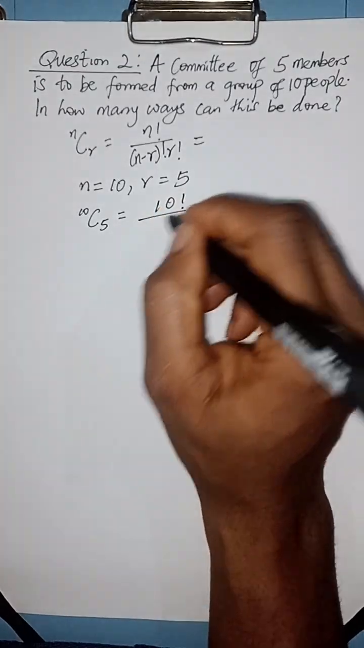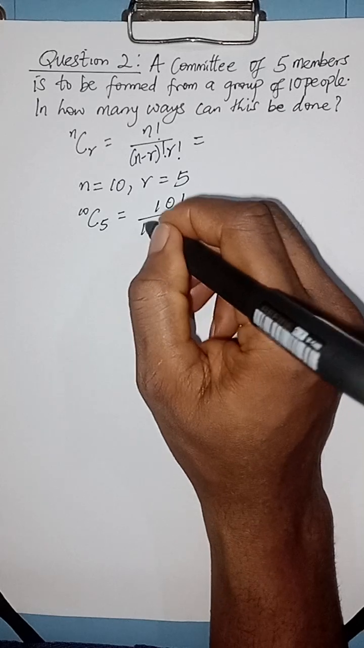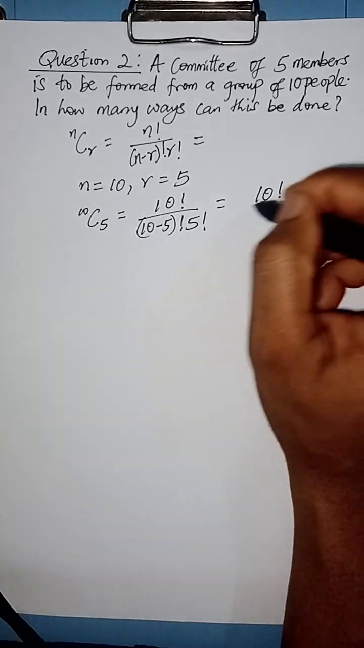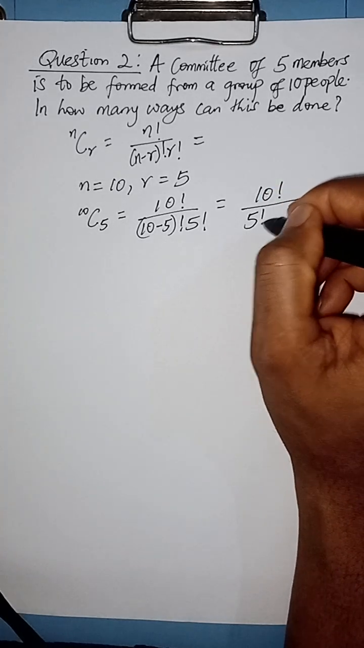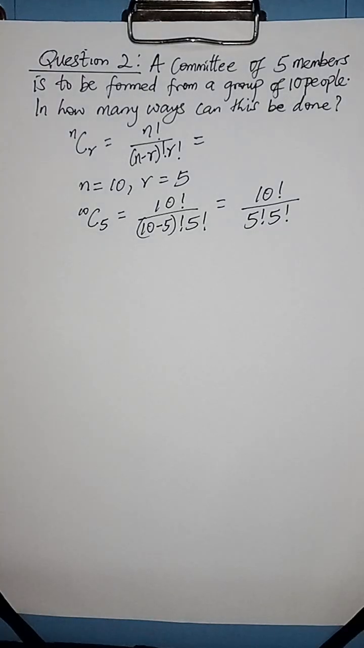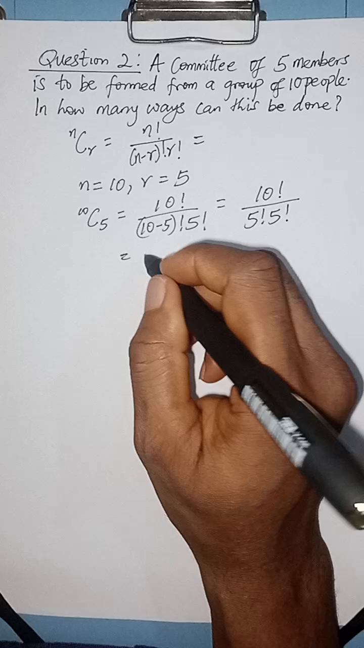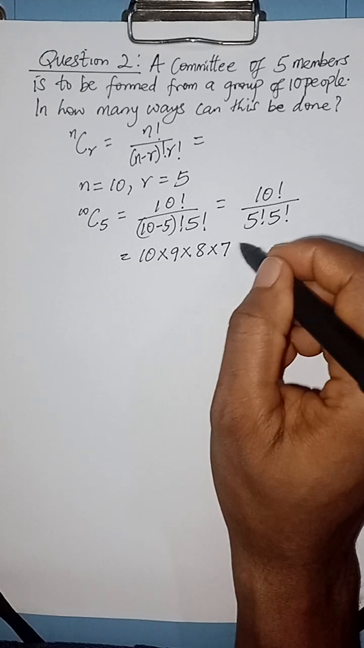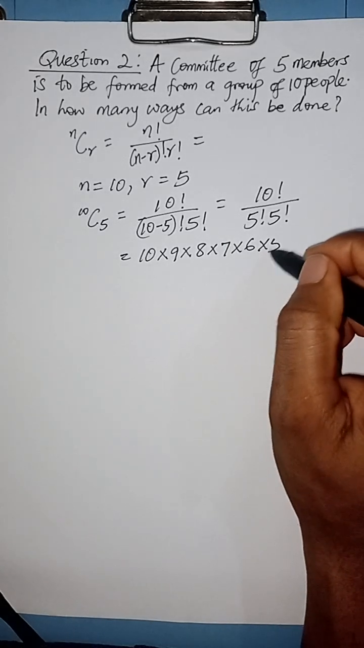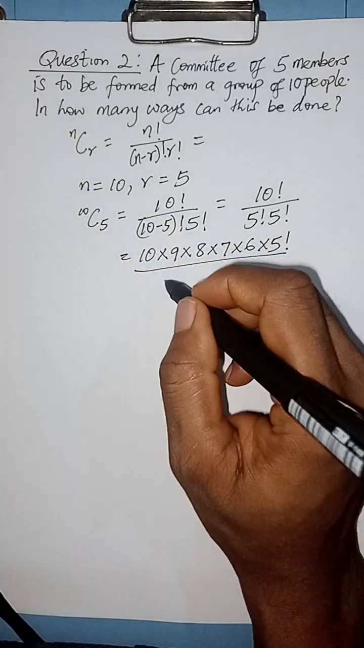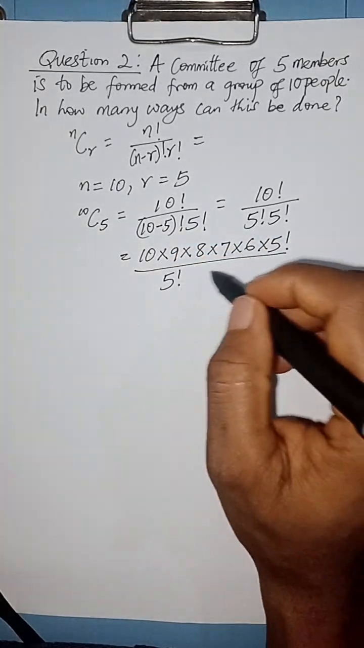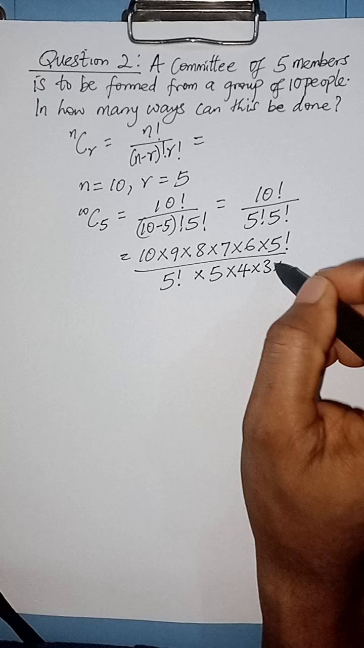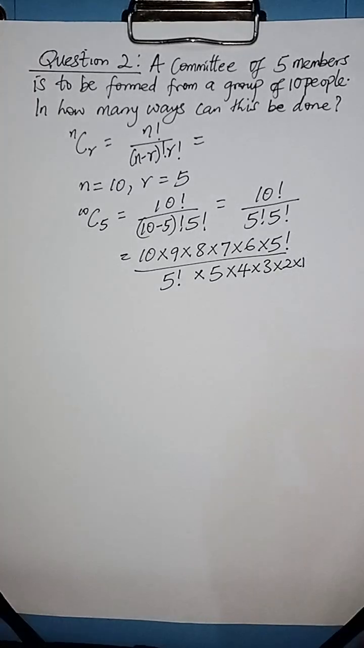10 factorial, divided by 10 minus 5 factorial, 5 factorial. This is the same thing as 10 multiply 9 multiply 8 multiply 7 multiply 6 multiply 5 factorial, divided by 5 factorial, multiply 5, 4, 3, 2, 1.